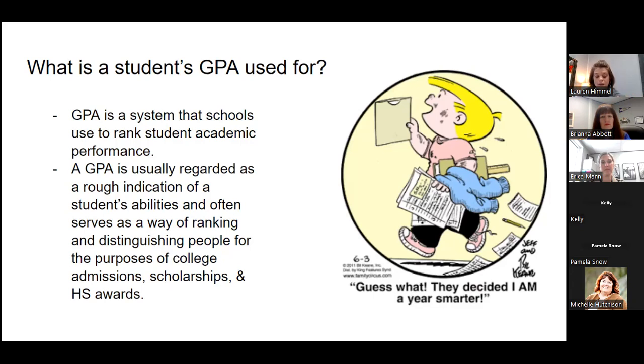I think what's important to talk about in relation to GPA that we haven't quite mentioned is the importance of really starting strong, that students really need to build that GPA beginning in freshman year.